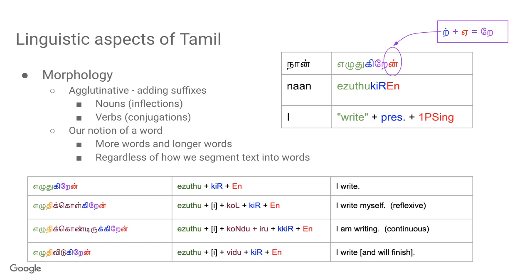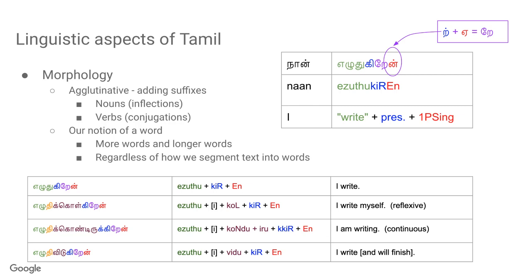Now, we still have the same notion of a word that we do in English, but compared to English, there will be more words and there will be longer words. It's a combinatorial increase because we have to include all the possible suffixes that we can add.